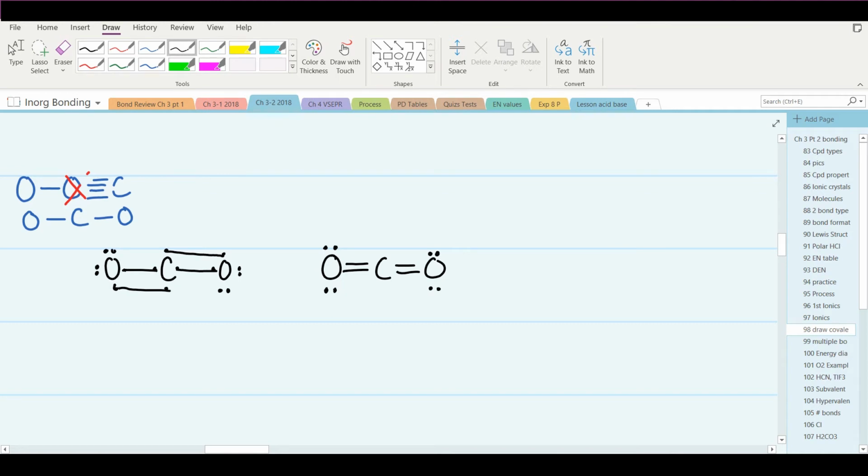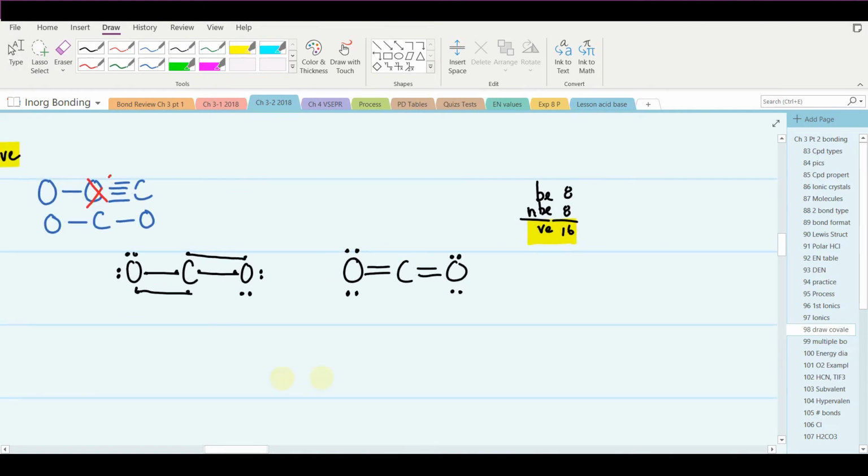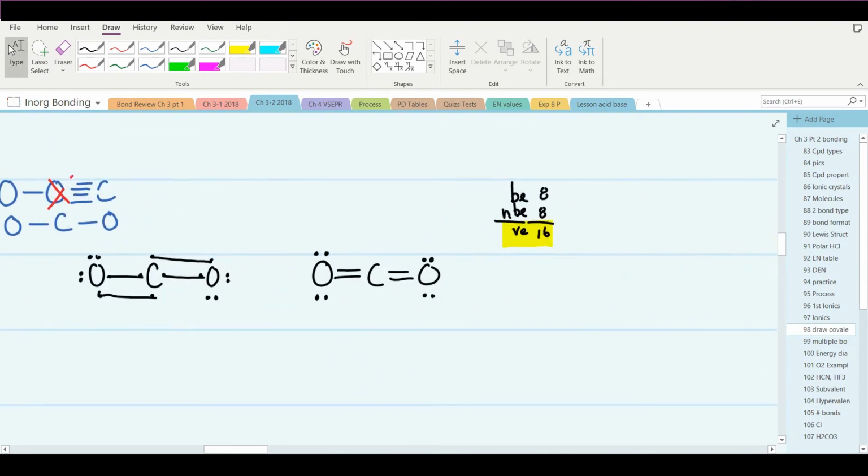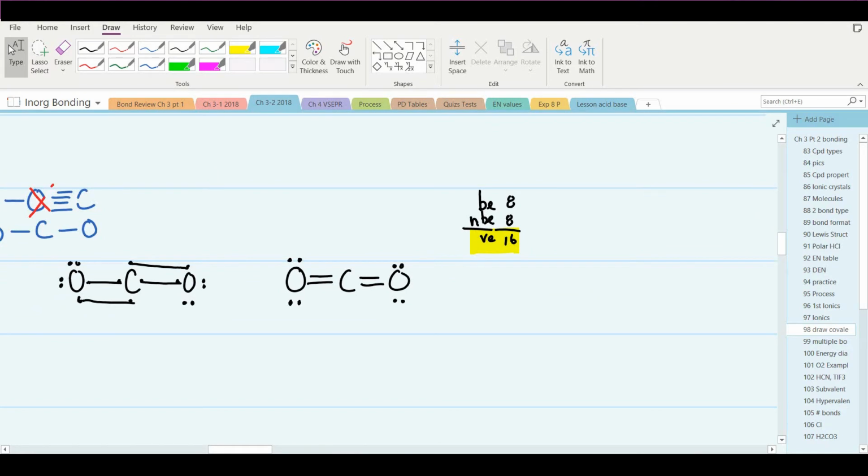Let's count up our electrons and make sure we got it right. Bonding electrons plus non-bonding electrons make valence electrons. I've got 2, 4, 6, 8 bonding and 2, 4, 6, 8 non-bonding for a total of 16 valence electrons. Is that what we figured out? Yeah, we did. Okay, that's good. Now what about the shape of the molecule? Well, it's linear, right? This is a 180-degree bond angle here around the carbon. It's linear. That's its molecular geometry, the arrangement of atoms around the central atom.